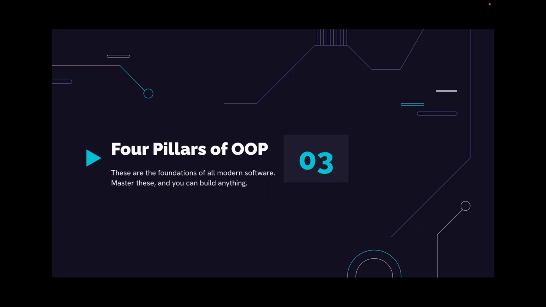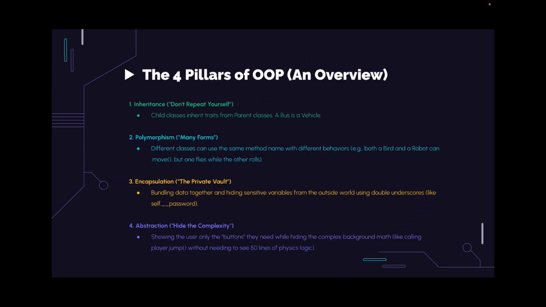All right, now onto the 4 pillars of object-oriented programming. So here's an overview of them. The 4 pillars are inheritance, polymorphism, encapsulation, and abstraction. With inheritance, what happens is child classes inherit traits from parent classes.